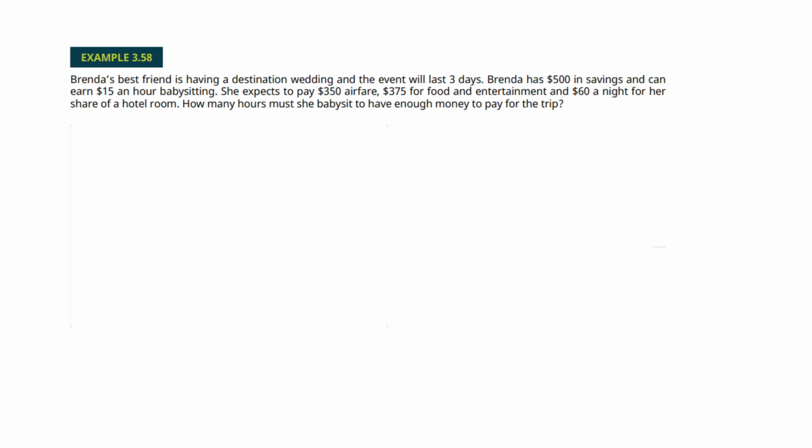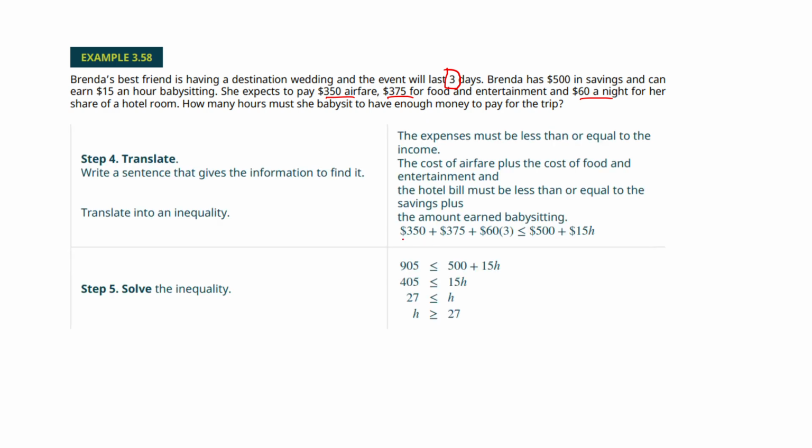Oh, okay, yeah, there's two more slides. This one last kind of problem. They're going to tell us that there's a lot of things to pay for. She's got to pay for airfare, food, and $60 a night, but she's there for 3 nights, so she's going on a vacation. So let's show you what we got. So here's the total expenses. And she had $500 in savings.